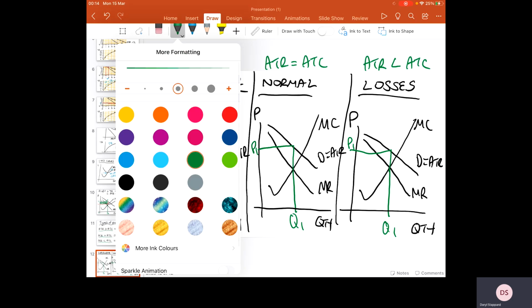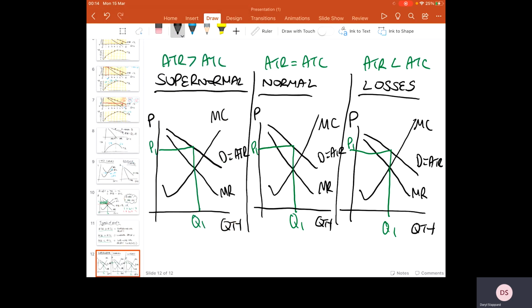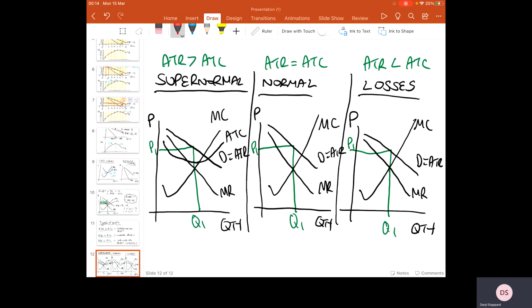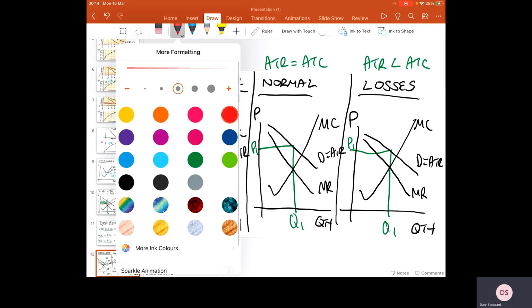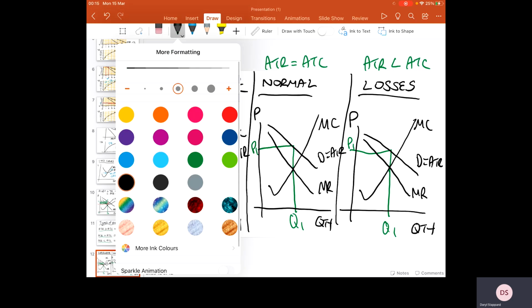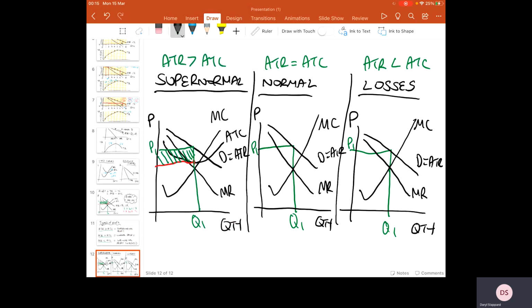Now, to work out profits, we've got to add the average total cost curve. On the first one, I'll show the average total cost curve going below the average total revenue curve. So look at that. On this first diagram, at the profit maximizing output, the average total cost is below average total revenue. That means the firm here is generating that green area of supernormal profit. Now I'm going to go to the other extreme, losses, where average total revenue is less than average total costs. All I've got to do here is draw the average total cost curve above average total revenue.